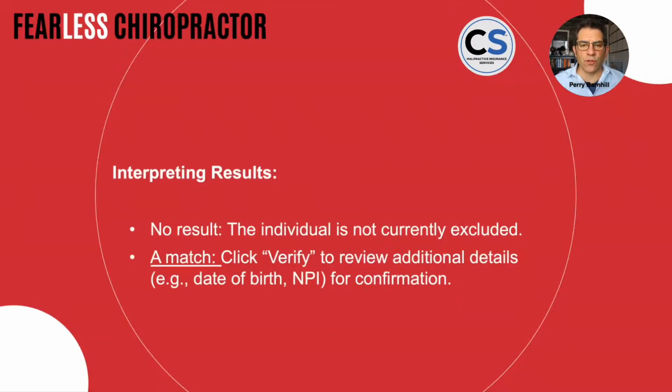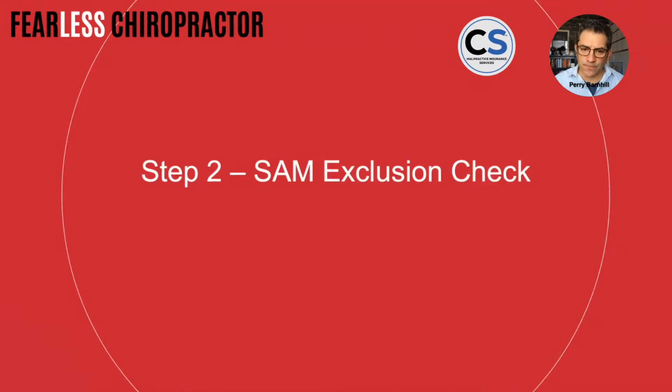Interpreting the result. So what happens? If there's no result, that's good news. The individual is not currently excluded. However, if you have a match, they very well may be excluded from working for you. Here's what you can do. If you click verify, you can review additional details. You can put in additional details for that particular person to make sure that, say it's a John Doe, and there's another John Doe, the John Doe working for you is not the same person that's on that list.